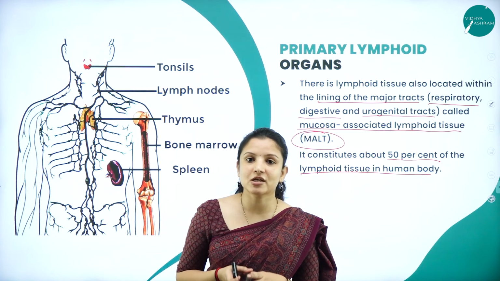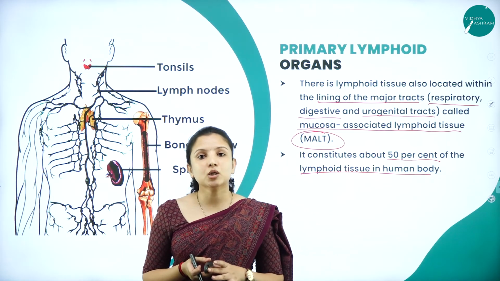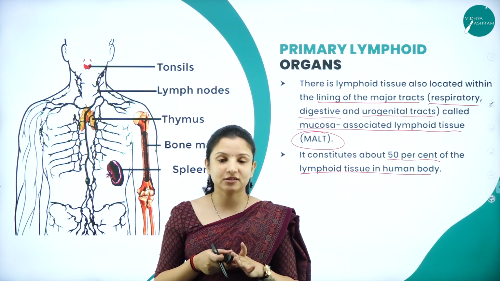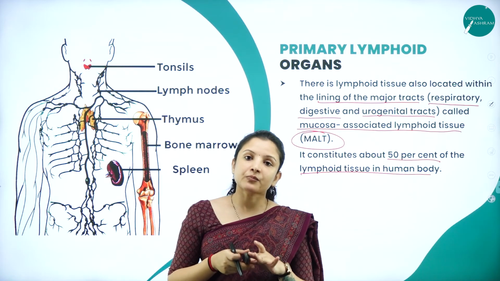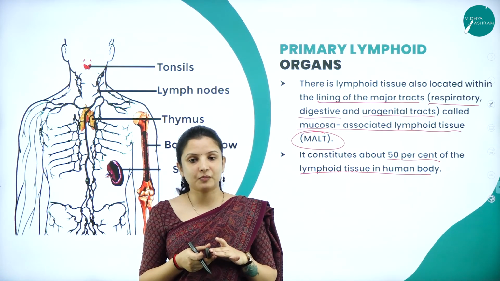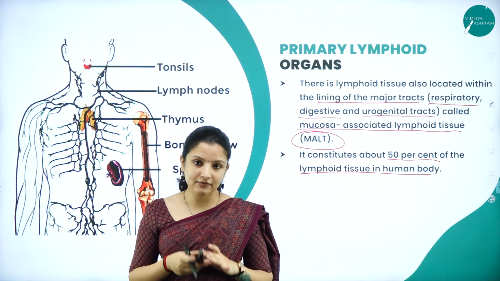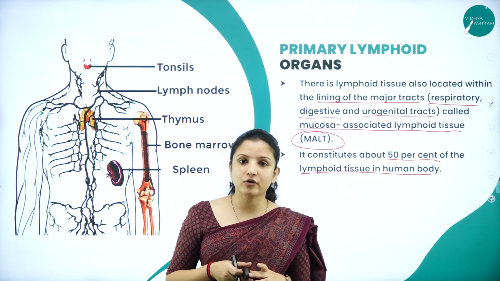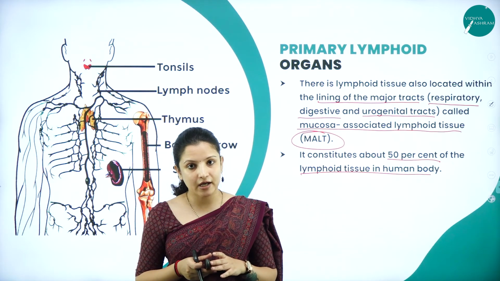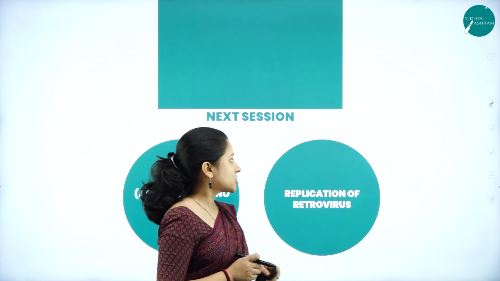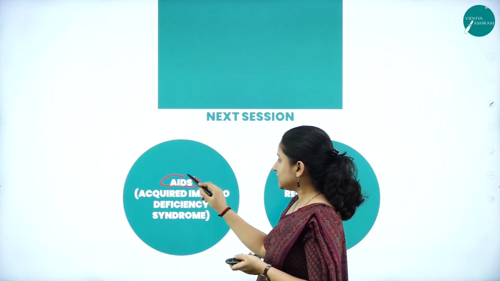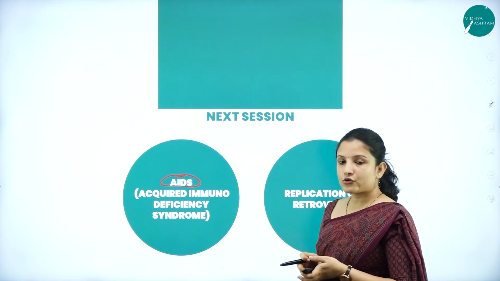With this, the session comes to an end, wherein we have studied the lymphatic system. Especially, we studied the immune system in the body, and how the immune system is protected by the primary lymphoid organs and the secondary lymphoid organs. And how do they work? We have understood.